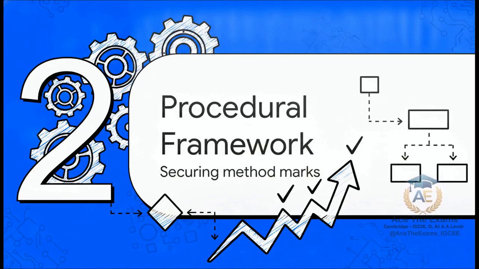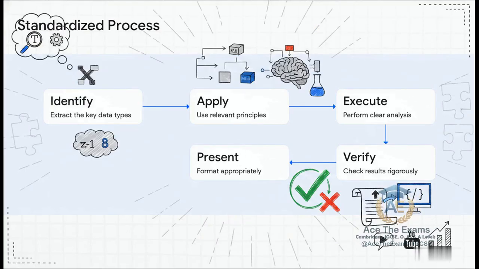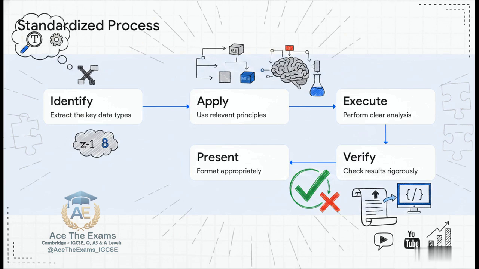Section 2, the procedural framework. This is all about locking down those critical method marks. And this brilliantly illustrates the exact standardized processing sequence you must execute to secure what Cambridge calls method marks. You see, examiners award points for the logical process, not just the final isolated outcome.